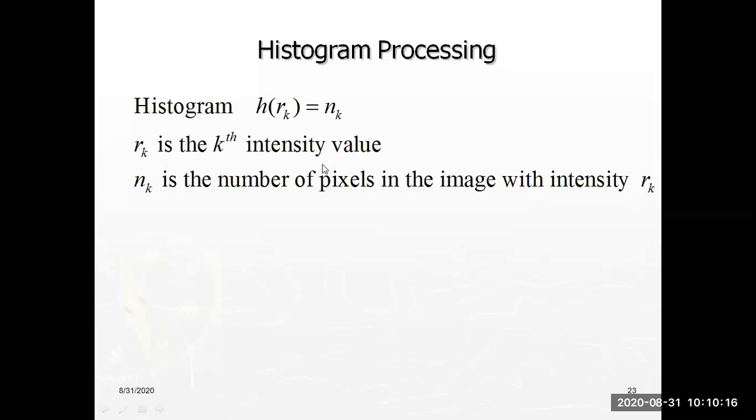Suppose there are 256 intensity levels. Out of 256 levels, for any intensity level, how many pixels does it have? Here n suffix k is the number of pixels in the image with intensity r k. This is the main point. Remember, n suffix k is the number of pixels in the image with intensity value r k.